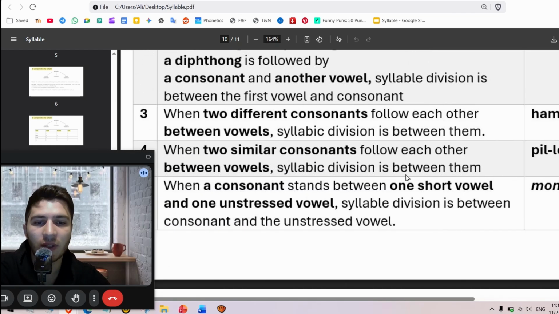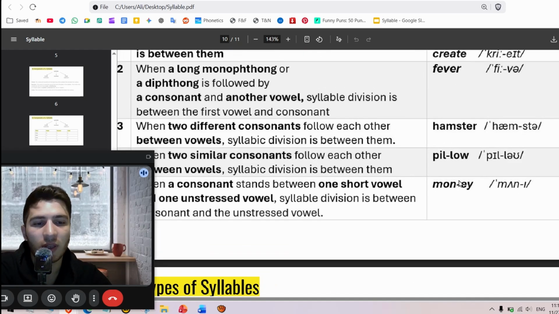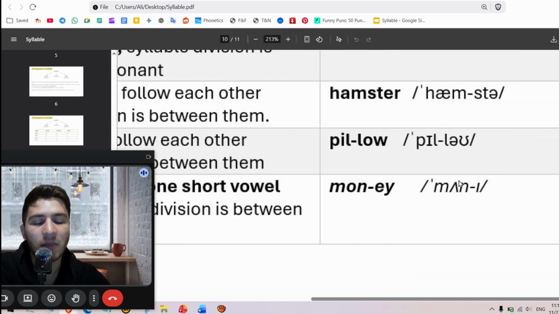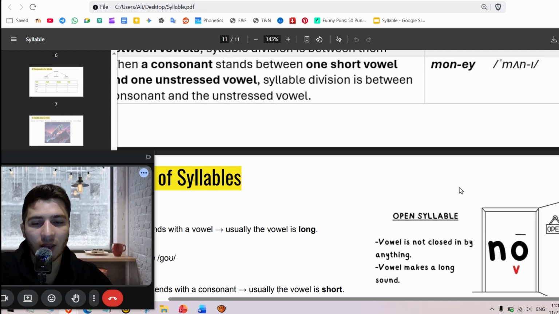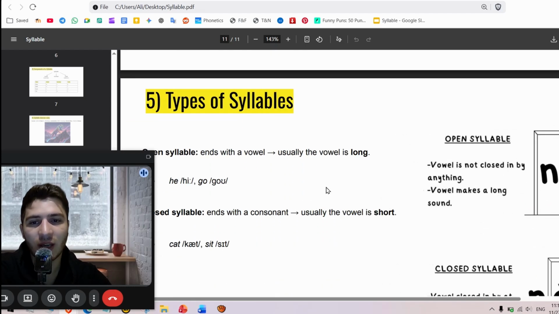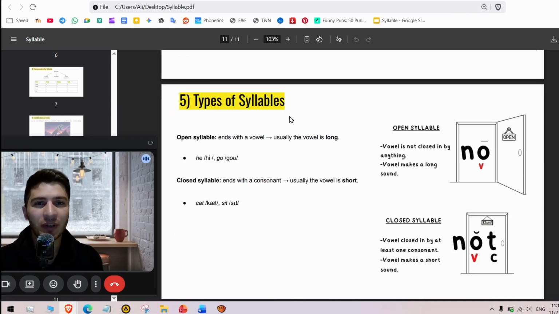And we can see that we have other examples too. For example, money, according to the fifth rule of syllable division. And also, there are types of syllables. There are two types of syllables in English: open and closed syllables.